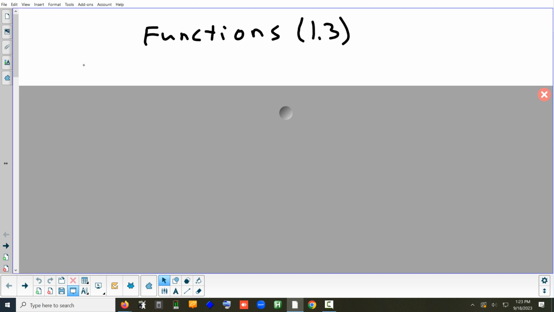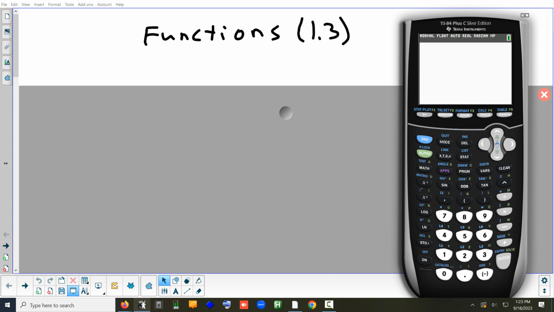So let's take a look at 1.3. This section is on functions. And the idea is that not everything you draw on the calculator is necessarily a function. So let me draw, and I'm going to kind of cheat. I have to draw it in two pieces.